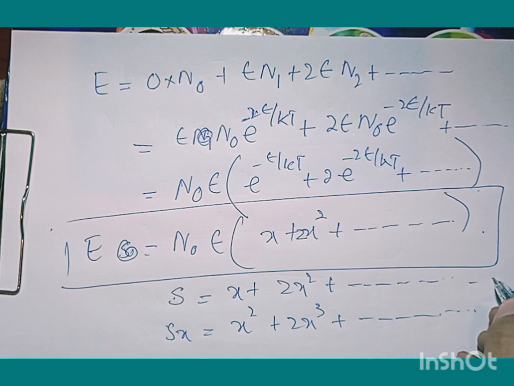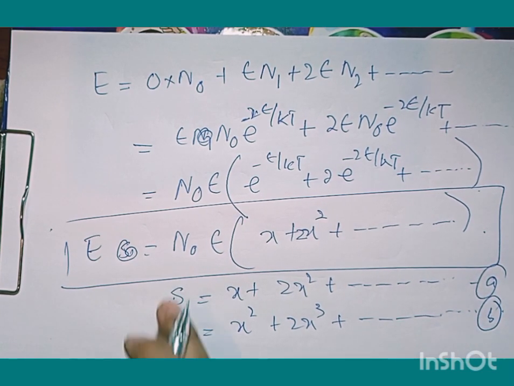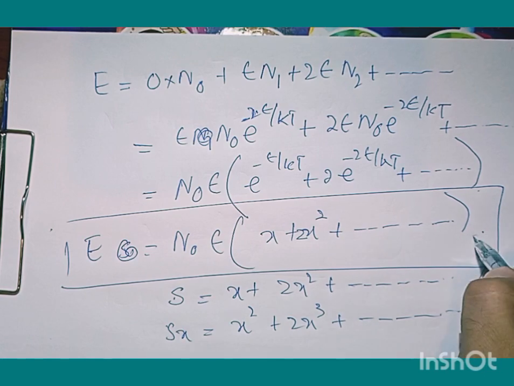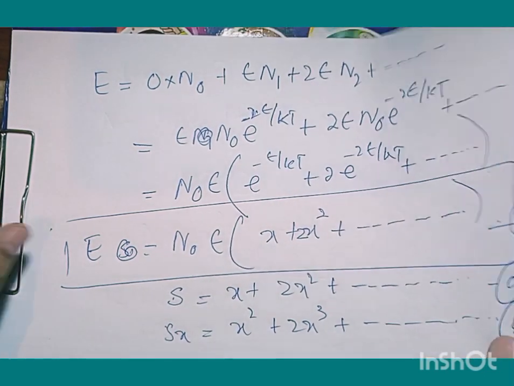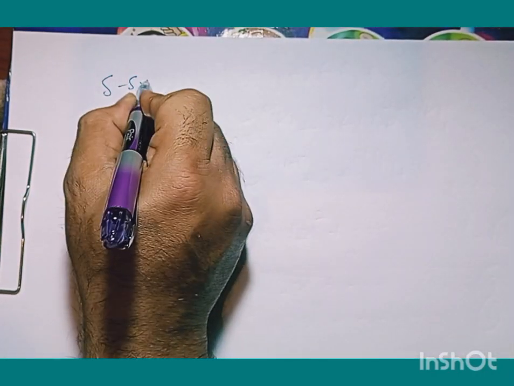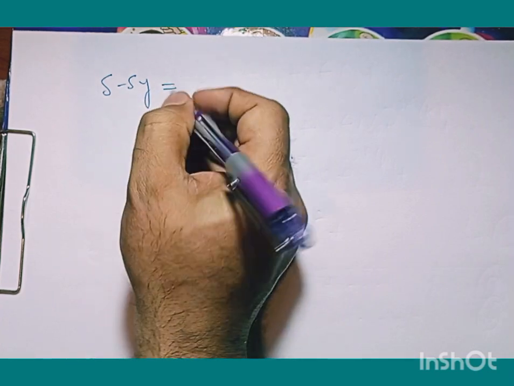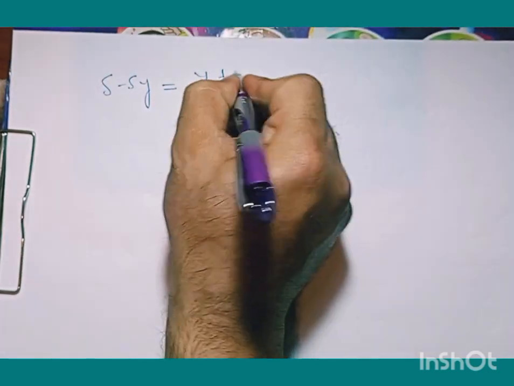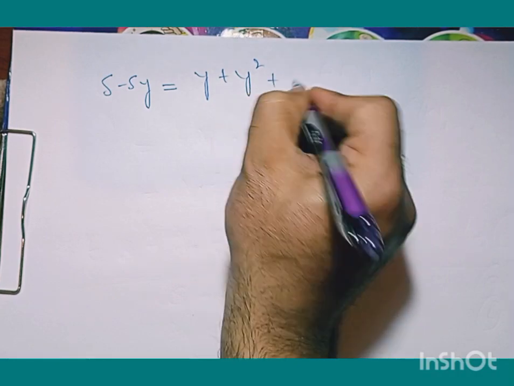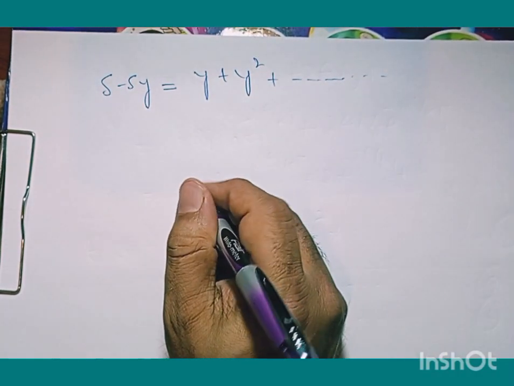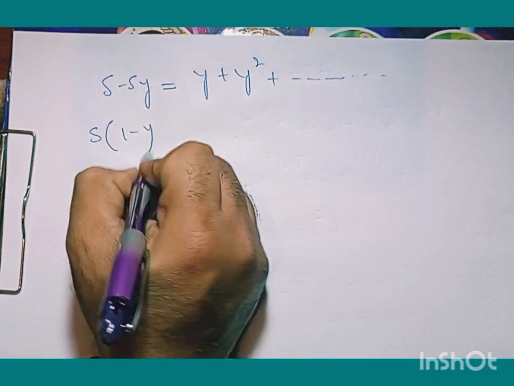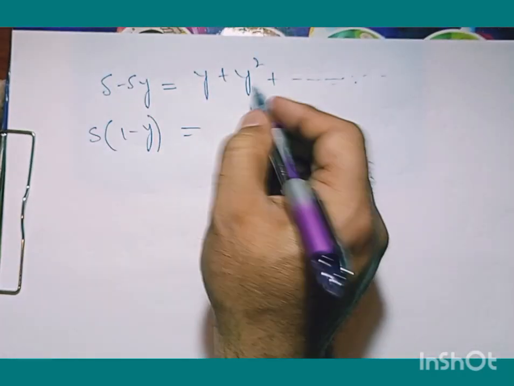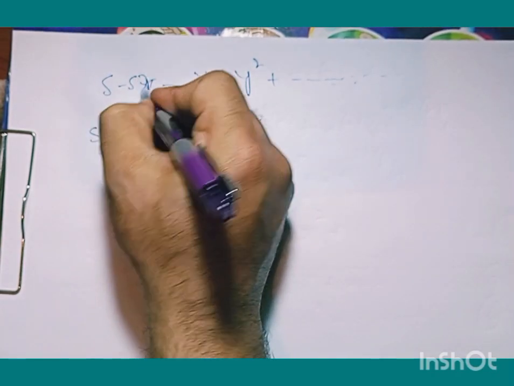So I will subtract the two. If I call this A, I'll call this B. I'll subtract these two. So this is my equation. I'll call this 3. If I subtract these two equations, what will I get? I will get S minus Sx is equal to x plus x squared plus so on and so forth. And I can have S out. So this is 1 minus x. Why am I writing y here? This is in terms of x.